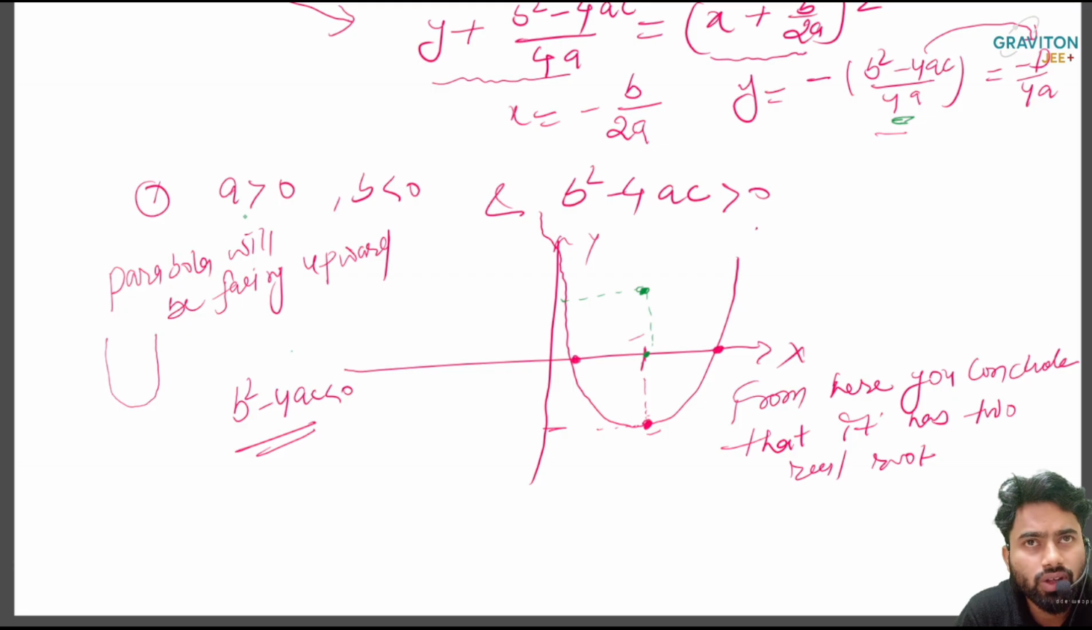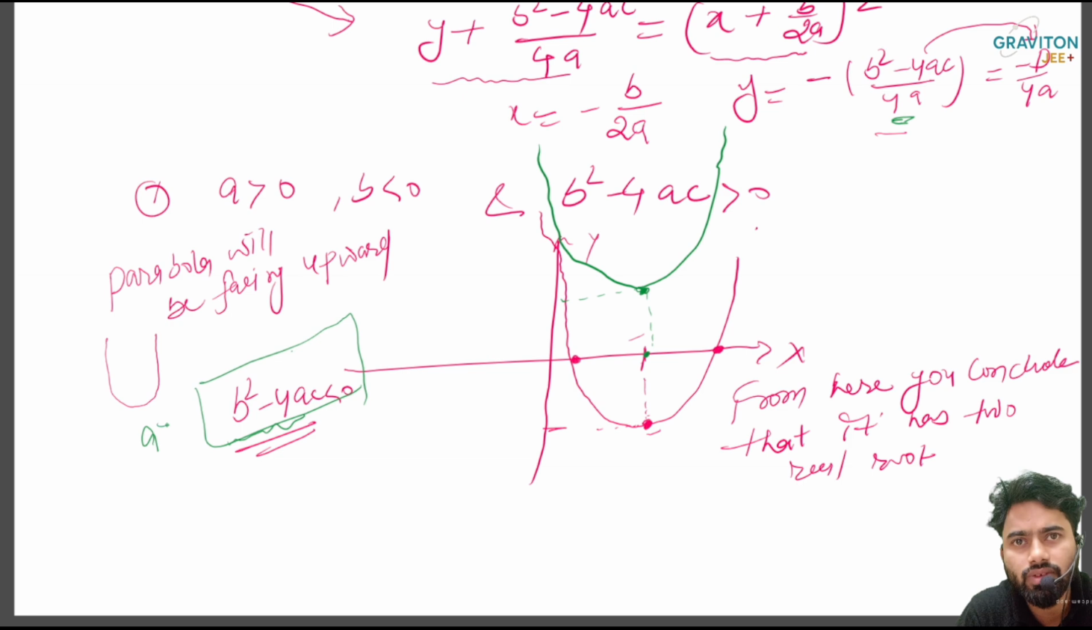Here a is positive, so you have to draw the parabola facing upward. Your parabola will look like this. So from here you conclude that if a is positive and b square minus 4ac is negative, then it has no real root.